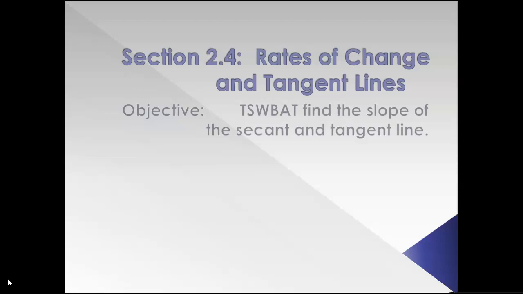So 2-4 is the last section of chapter 2, which means that we are preparing to review and approaching a chapter 2 test. So 2-4 is rates of change and tangent lines. This is probably the most critical connection between where we're going and what we have done.